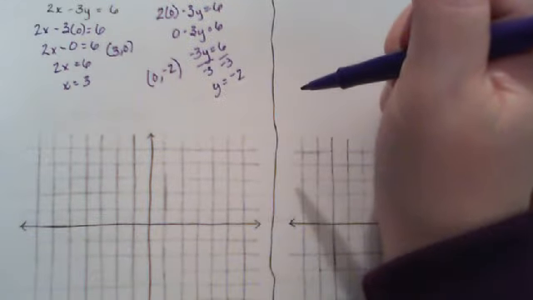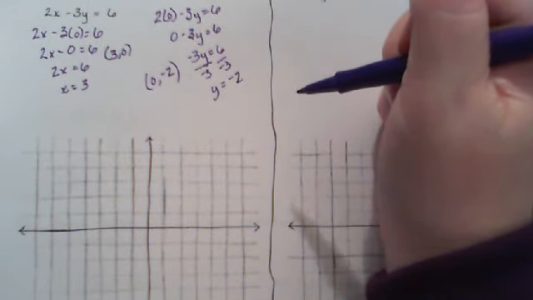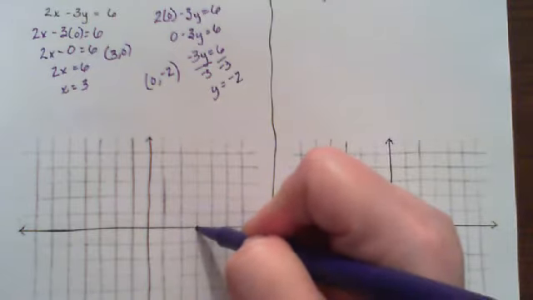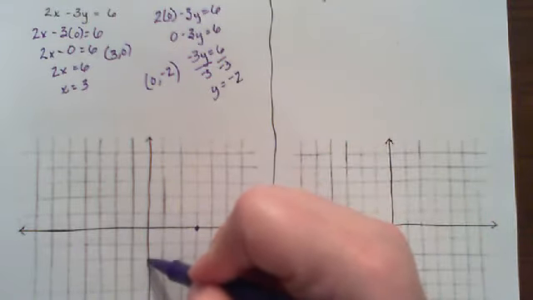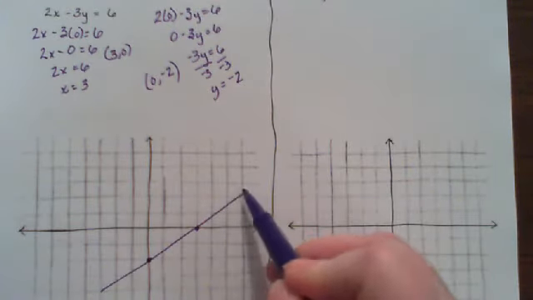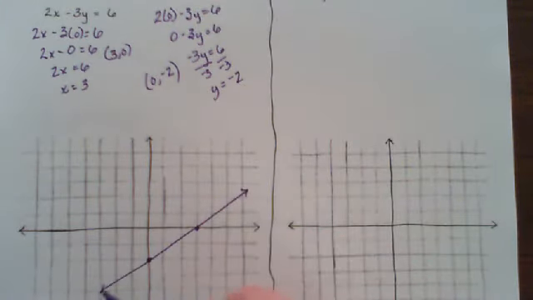So now I can come down here and graph those. (3, 0), (0, -2). Looks like that.